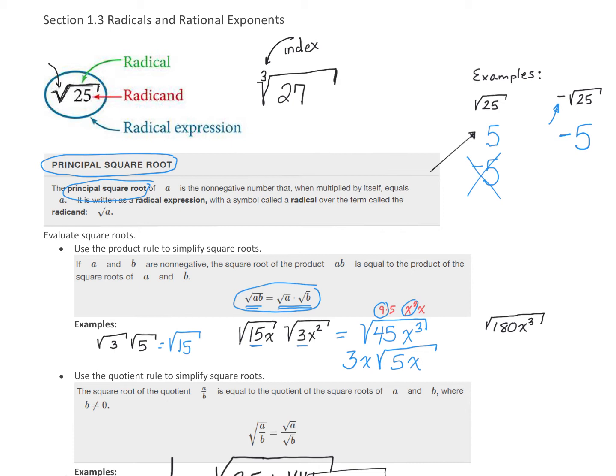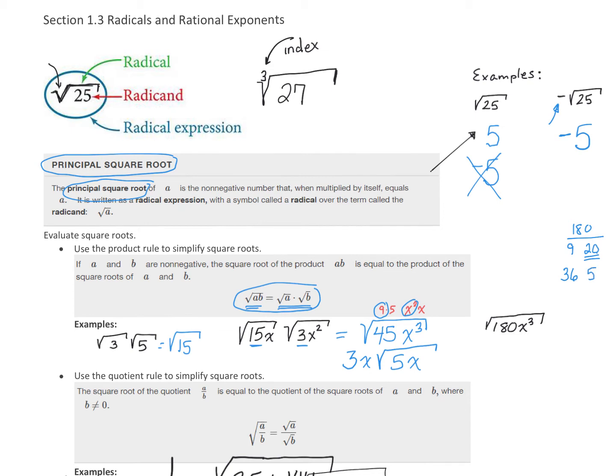Let's do the same thing here for the square root of 180 x cubed. So I need to think of 180, and I want its largest perfect square factor. So I know that it is divisible by 9 and 20. But 20 has another perfect square factor, which is 4 times 5. So I'm thinking that 180 is divisible by 36. So 180 divided by 36 is 5. So that's the largest perfect square factor.